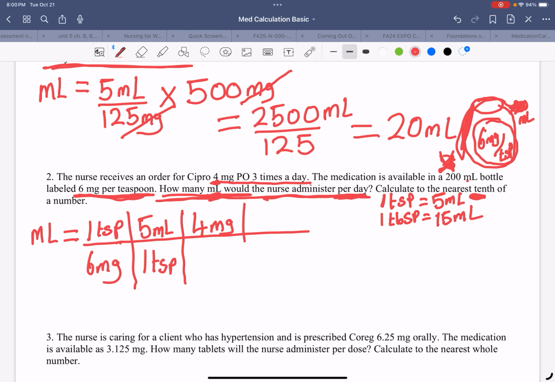No, not yet. But now you got to look at this. This medication is prescribed, but how many times per day? What is the question? How many milliliters would the nurse administer per day? Very important information. 3 times per day, so that means we just multiply that by 3. All right, so now let's see if the units cancel. You can see teaspoon cancels teaspoon, milligram cancels milligram, then you are only left with milliliter. So now you can do your multiplication. So now I can do 5 times 4, which is 20. 20 times 3 is what? 60.